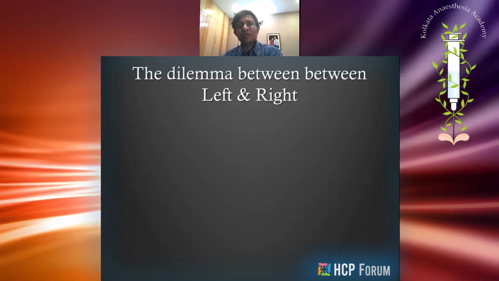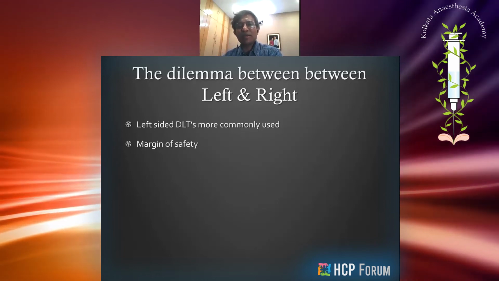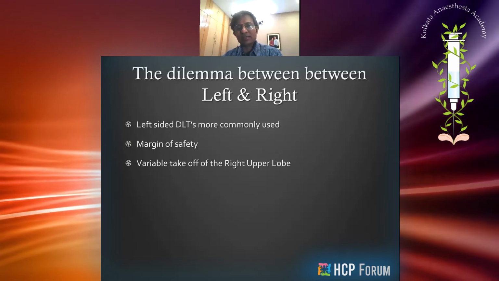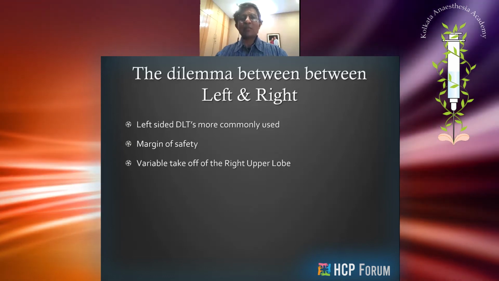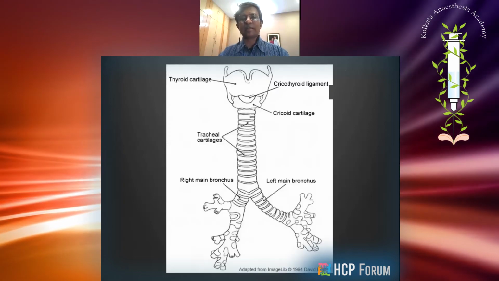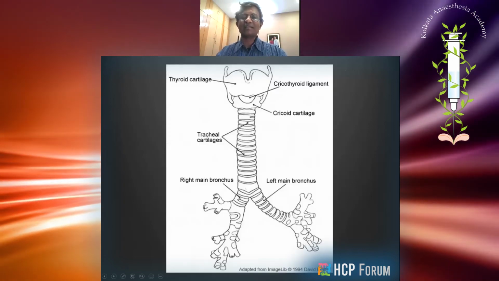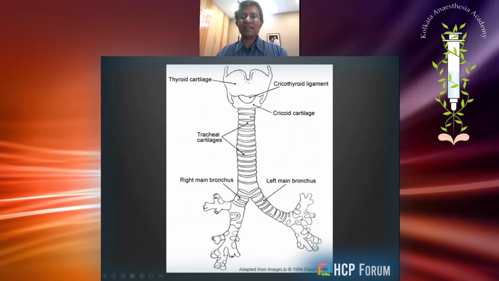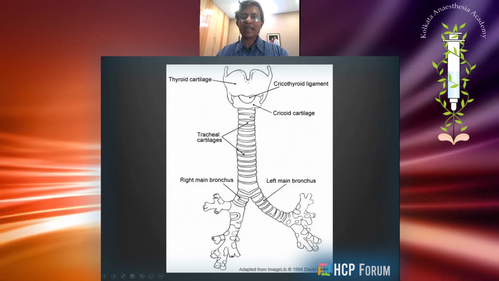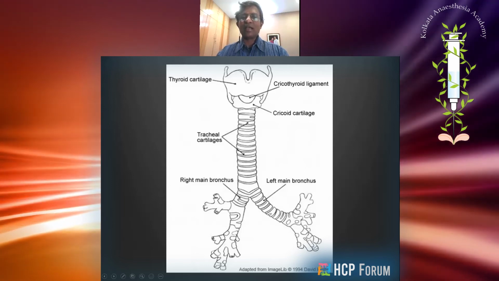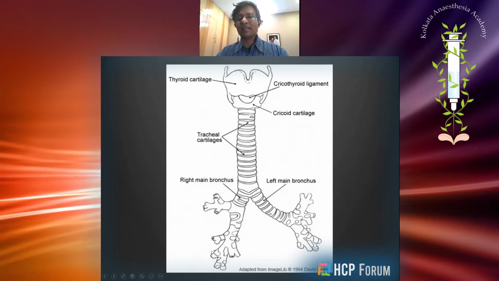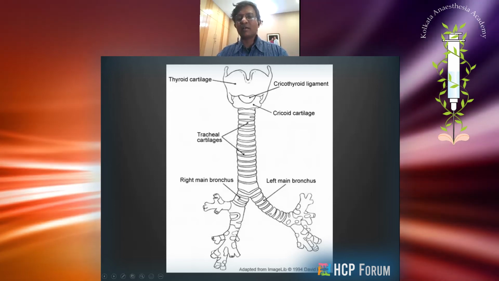It is because left-sided tubes are more commonly used for the simple reason of the increased margin of safety. And why is there an increased margin of safety? Because of the variable takeoff of the right upper lobe. I think this is standard anatomy. This is the right upper lobe which is taking off very quickly, and it can vary from here to here, which is why the margin of safety is much lower on the right side, and much higher on the left side.